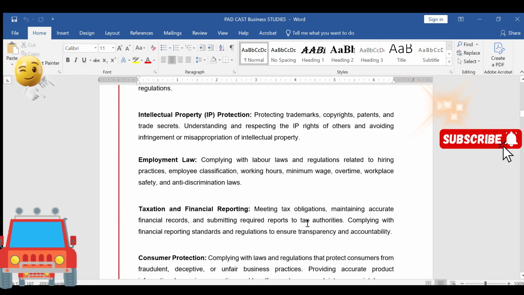Employment laws, complying with labor laws and regulations relating to hiring practice, employee classification, working hours, minimum wage, overtime, workplace safety, and anti-discrimination laws.